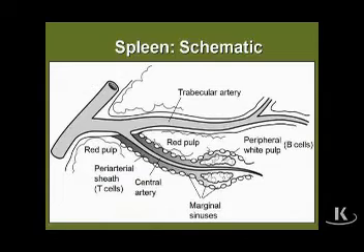Note that the area of the white pulp is in the form of either a periarterial sheath containing mainly T cells that surround a central artery, and in the adjacent peripheral white pulp we may find germinal centers basically associated with a population of B cells.